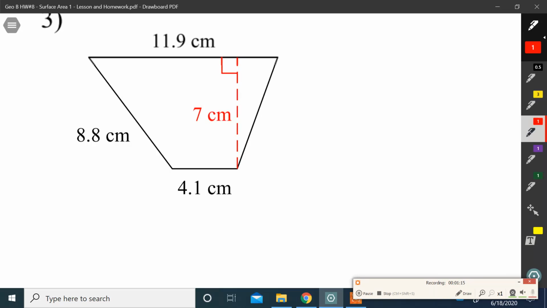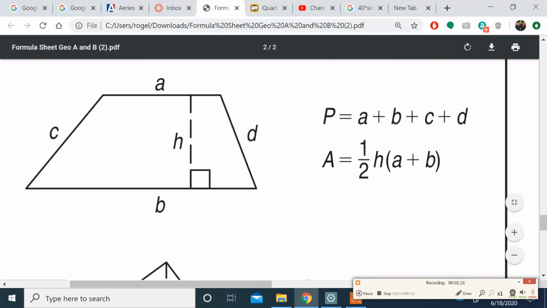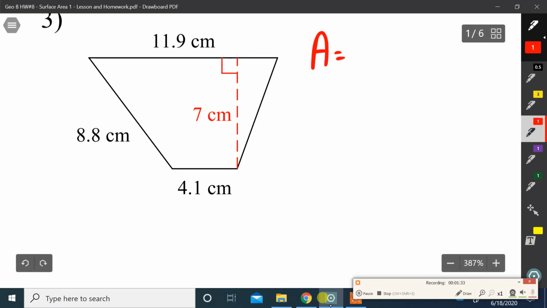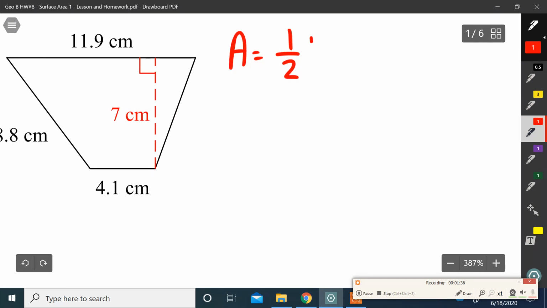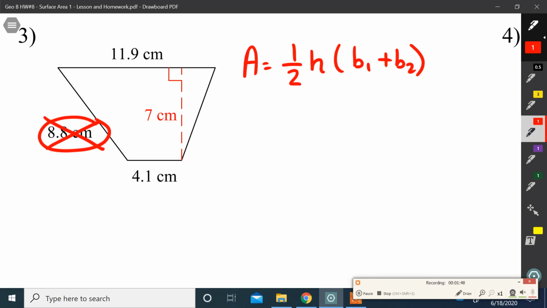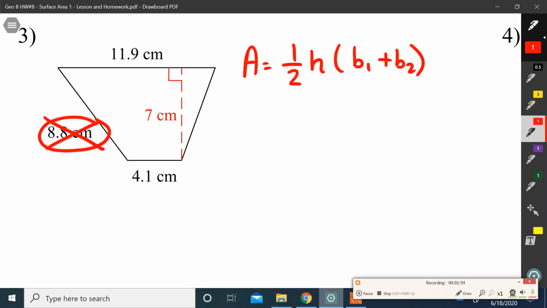Number 3, we have a trapezoid here. For the formula, we can look for it right there. The area is half times the height times a plus b. So a represents base 1, b represents base 2. Some books write it like this: half times the height times base 1 plus base 2. We don't even use this. This is not necessary. Again, in here they're giving you the formula a little bit different, but it's the same thing.